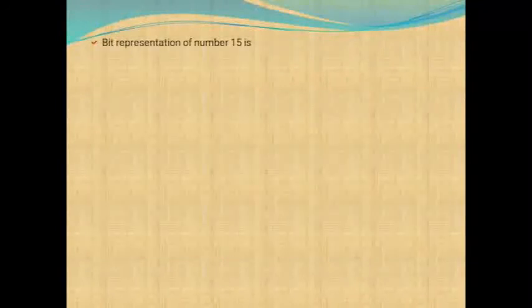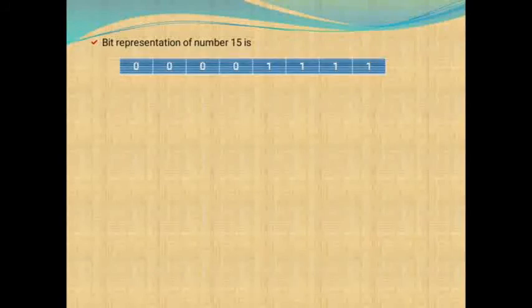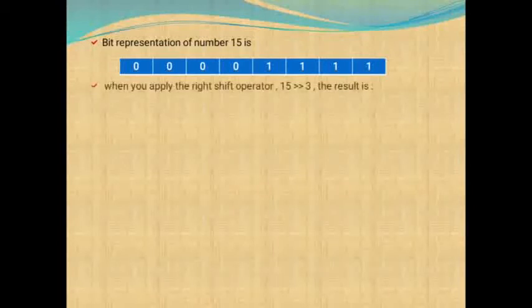Now, let's understand the bit representation more clearly. If the int data type occupies 4 bytes in computer memory, the bit representation of number 15 is shown here: 4 zeros followed by 4 ones. When you apply the right shift operator to this, that is 15 is right shifted by 3 bits.